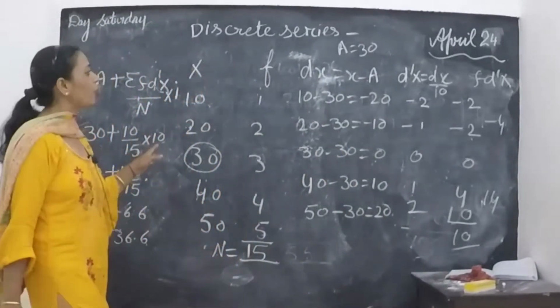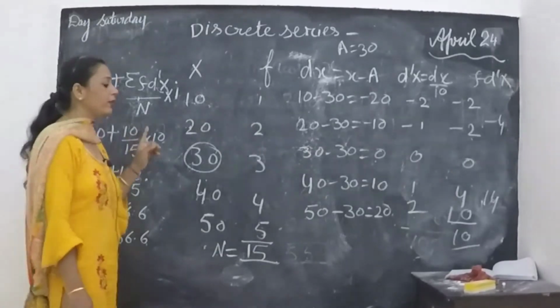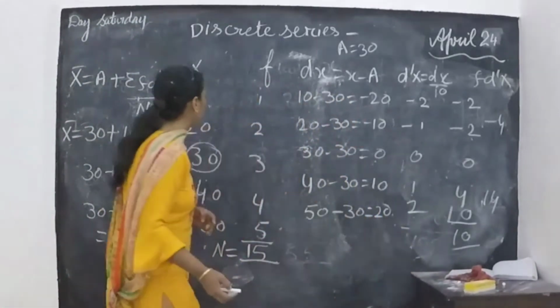So you can observe that we can calculate mean with any of these formulas. I have given you 3 formulas: shortcut formula, direct method and step deviation method, and this is the step deviation method.